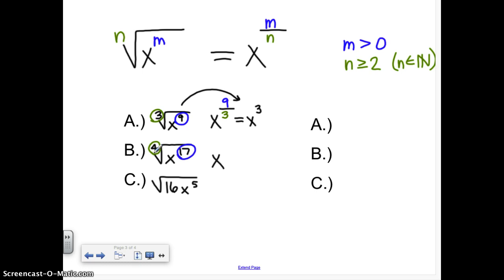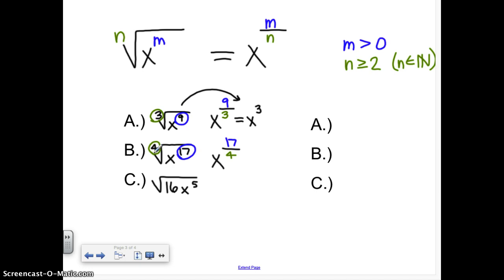So, x to the 17th tells me I'm putting a 17 in the numerator over 4 in the denominator. 17 over 4 does not simplify nicely, so I'm not going to simplify it. Okay? And then let's do the last one.